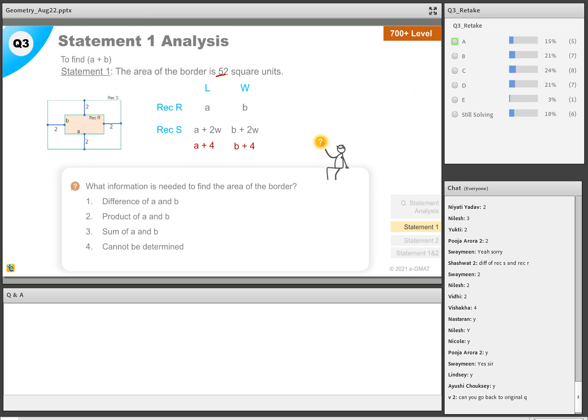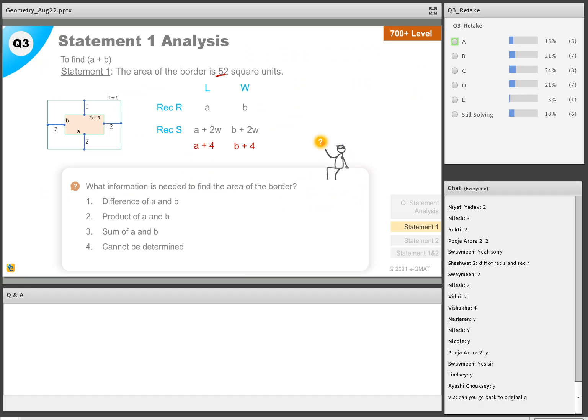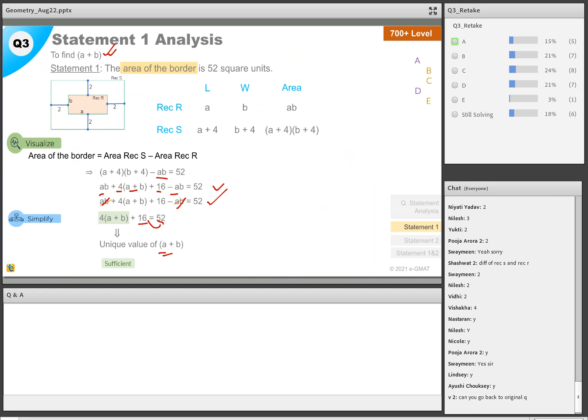This is the original question. We had to find out the perimeter of S, which is twice of A plus B plus 8. So we needed to find out the value of A plus B to reach the final answer. I hope it's clear to you. I don't know your name. You can only see a V over here. So yes, from the first statement, I can reach the final answer.